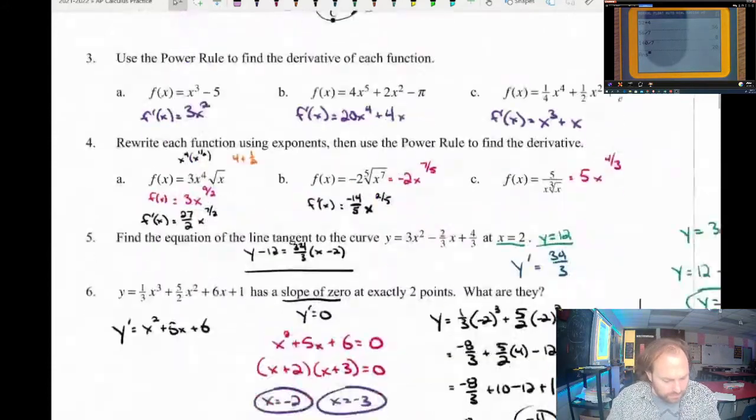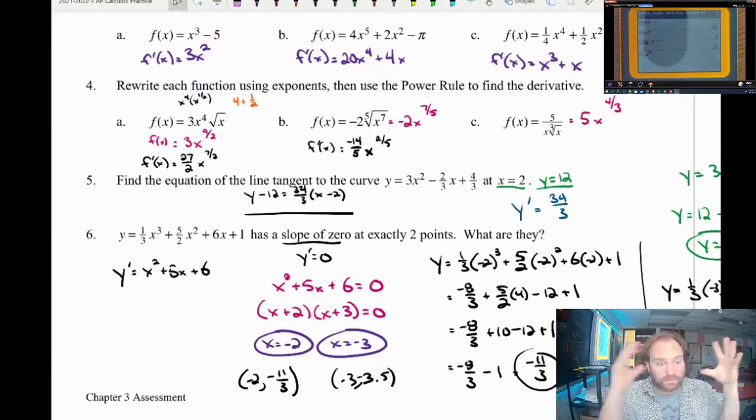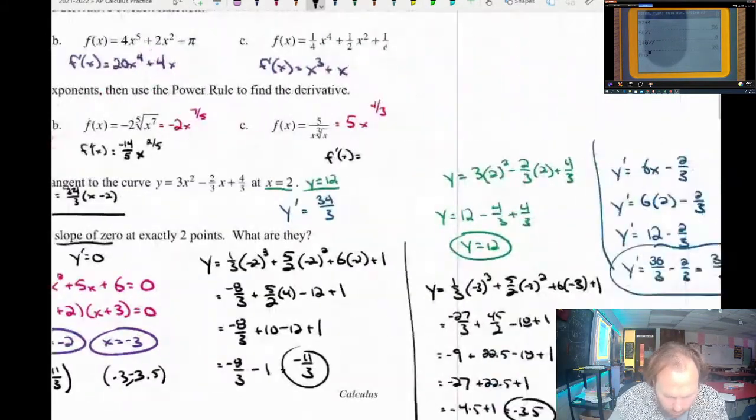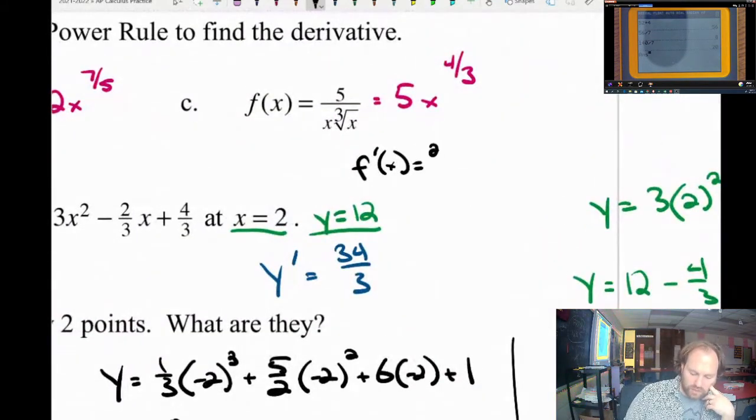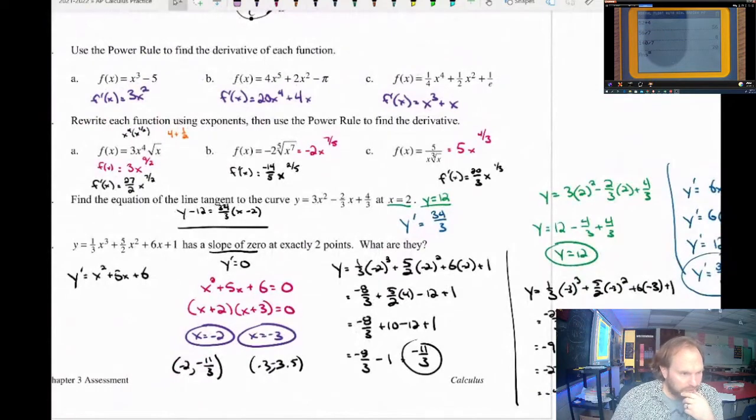Number 4, this is rewriting these using exponents and then using the power rule, a very powerful topic in AP Calculus. So in red, I have the rearrangement in fraction form, and then in black, I got the derivative. Looks like I didn't do C. F prime of x in part C would be 5 times 4, which gives us 20, and 20 over 3 would be the fraction in front, and we would have x to the 1/3 power, dropping down 4/3 by 1 right there. Again, I'll zoom out a little bit on those and let you ponder the answers to those.